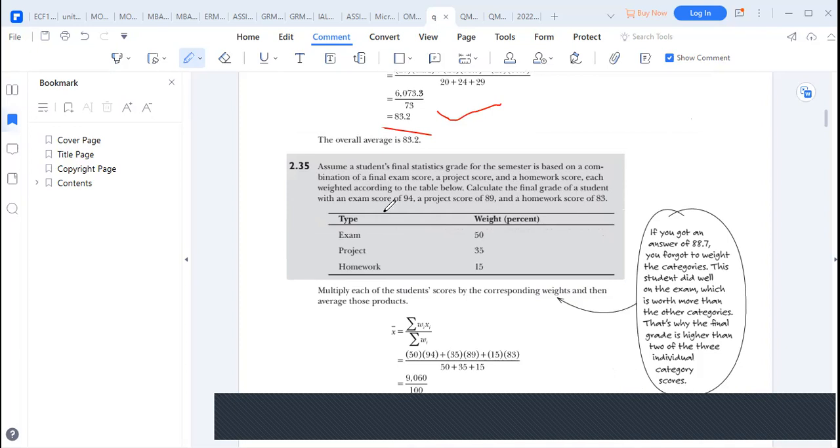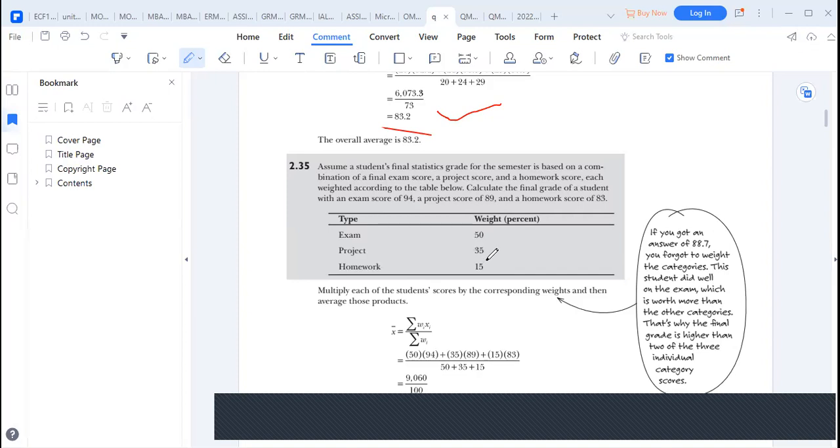Another average. We were told that the final grade of the semester is based on a combination of the final exam score, project, and homework, weighted as in the table below, with the grade of the student and the exam score as given. So exam was 50, project was 35, and the homework was 15. Now, this is a weight, all right?